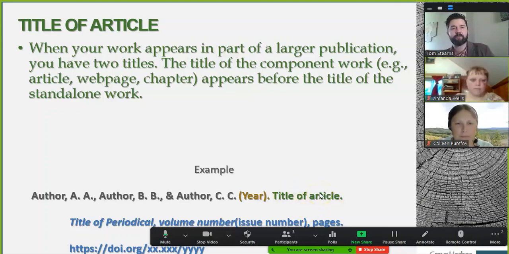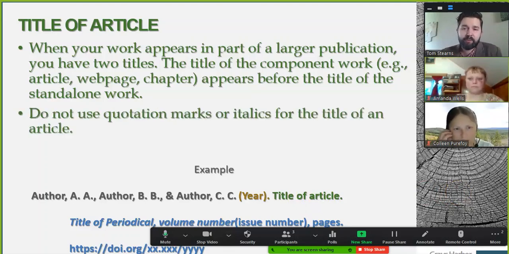So for example, if I'm working with an academic journal article, the journal might have a title, for example, the Journal of the American Medical Association. But then the article also has a title, for example, Discoveries in Diabetes Research. And so that title of the article, Discoveries in Diabetes Research, would appear first before the Journal of the American Medical Association.